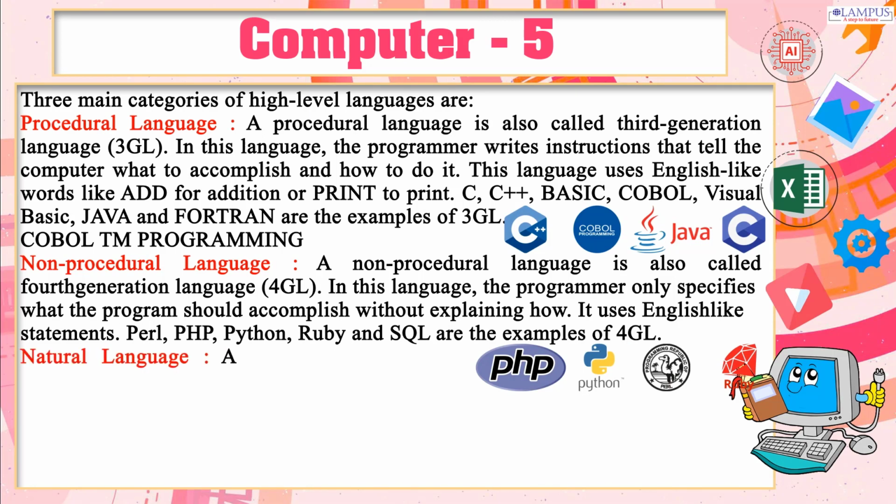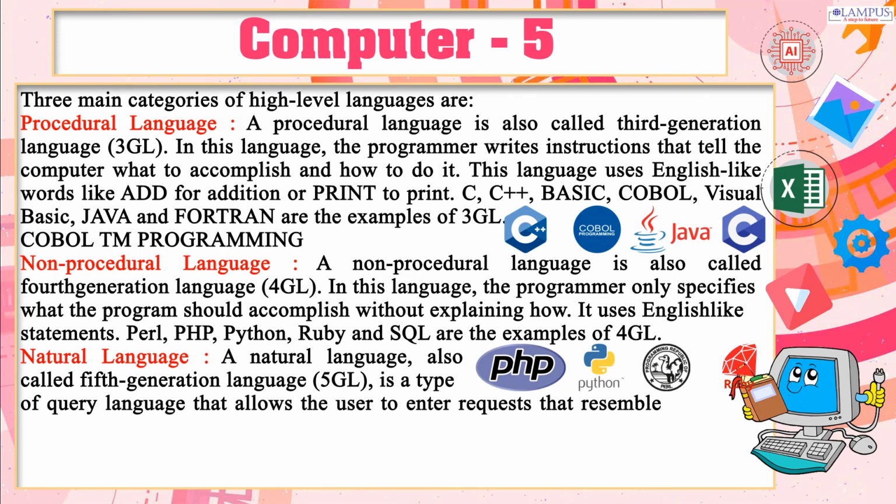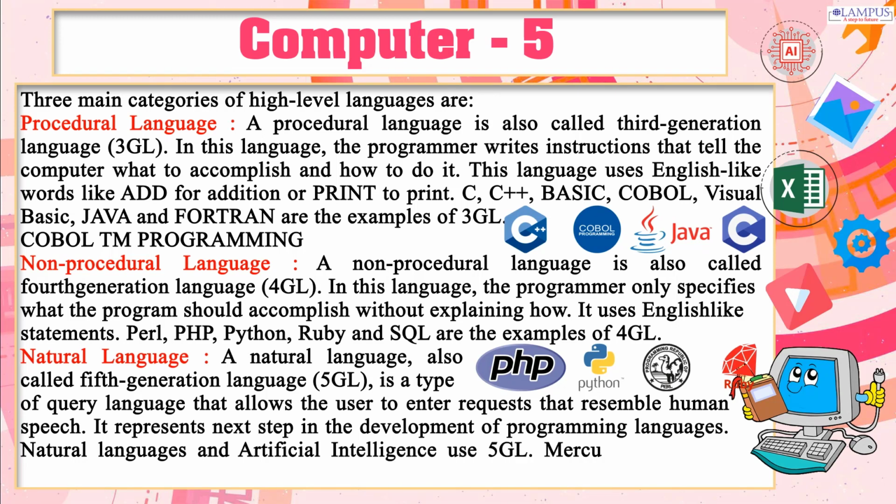Natural language. A natural language, also called fifth-generation language, 5GL, is a type of query language that allows the user to enter requests that resemble human speech. It represents the next step in the development of programming languages. Natural languages and artificial intelligence use 5GL. Mercury, OPS5 and Prolog are examples of 5GL.